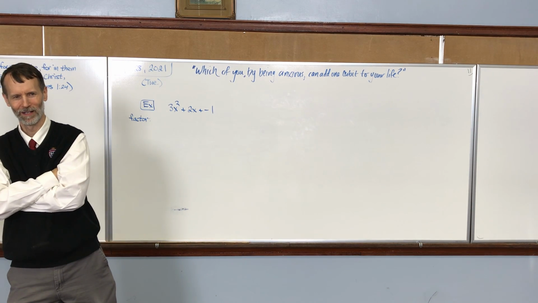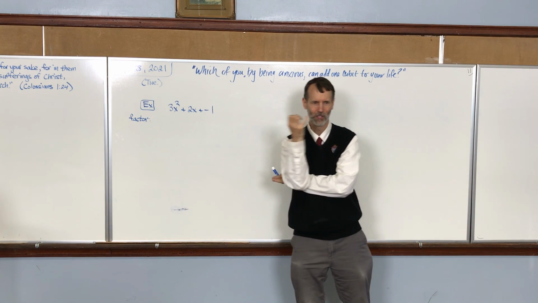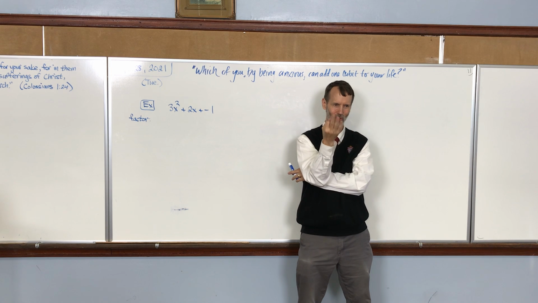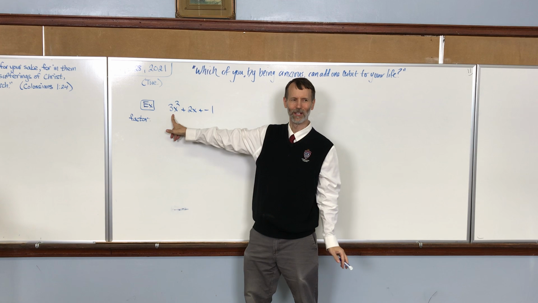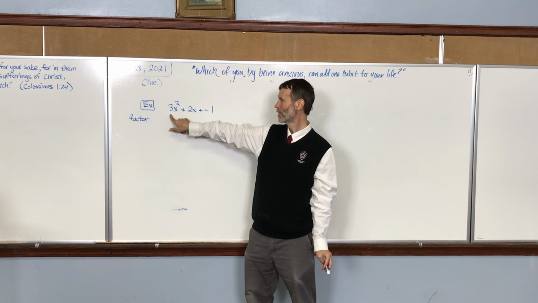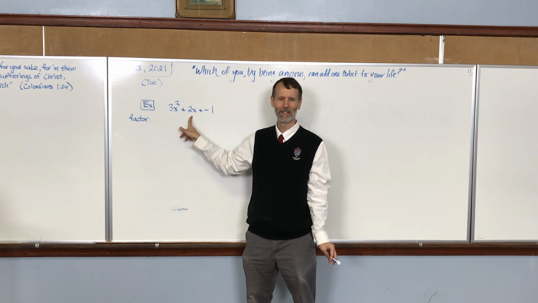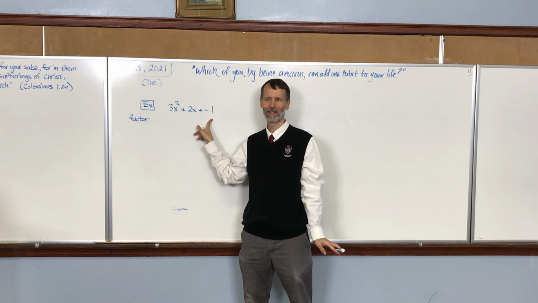And binomial squared, would that work? Does this fit the binomial squared pattern? Square the first, double the product, square the last. Does this look like a square the first? In your opinion? No. If this had been 4x squared, I might have gone for it. 3x squared, the 3 isn't a square. Does this look like a double product? Yeah, it could. 1x doubled. Does this look like a squared last? It's deceptive. My answer? Heck no.